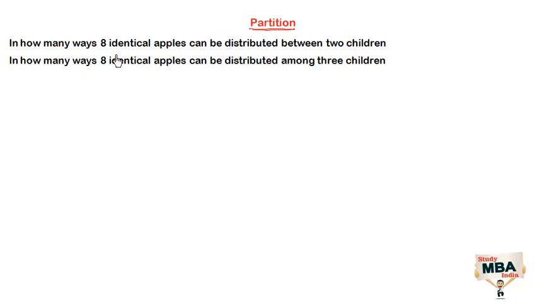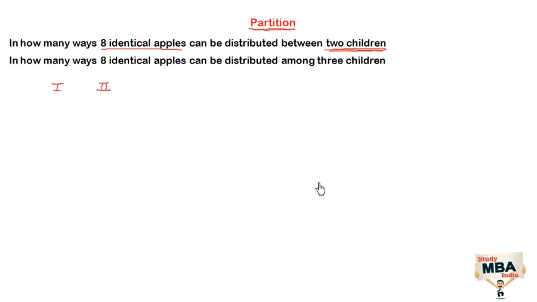It says: in how many ways can 8 identical apples, that means the things which we want to distribute are identical, be distributed between two children? It's obvious that the two children will be different, right? And no other information is given. Hence, we can assume that if I take the two children to be child 1 and child 2, a child can get the entire 8 apples, and the other child can also get the entire 8 apples, but definitely these two things will not happen simultaneously.